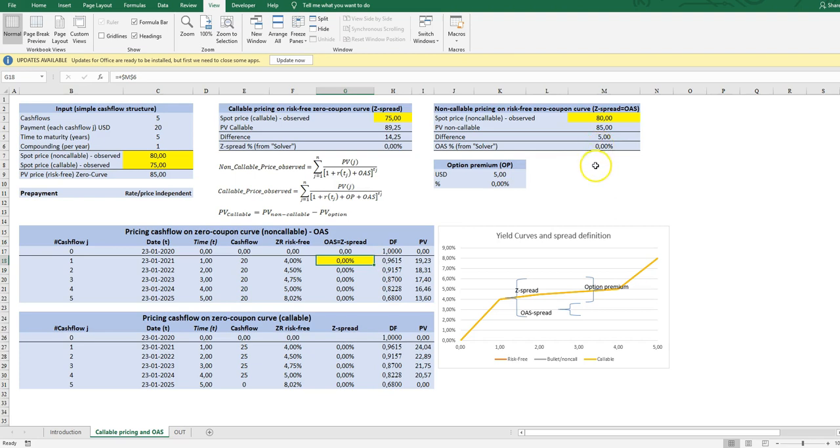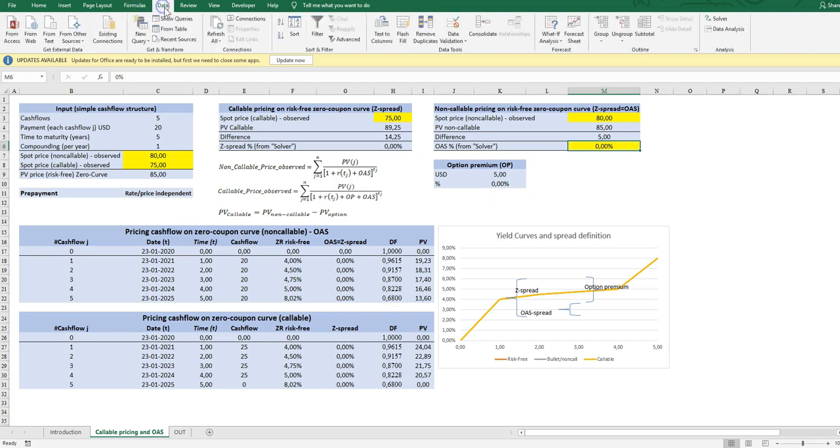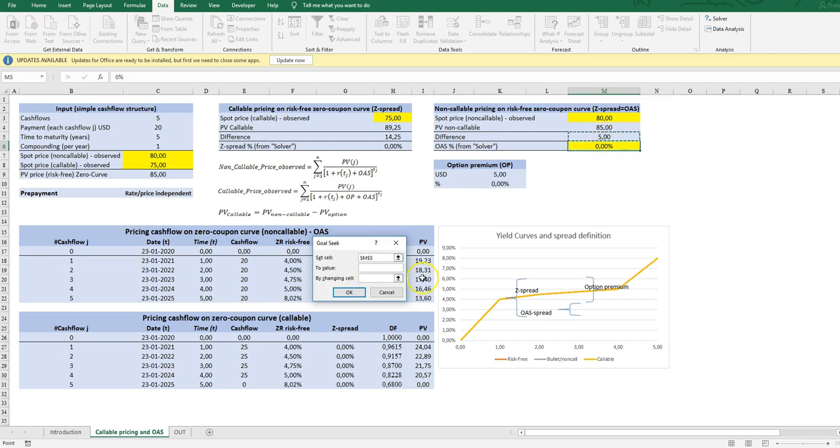I will let Excel do the trial and error, and I do it up here. So I type in the 80, which is the market price. I type in the current present value on the risk-free curve, and it's 85 right here. And now I'll use the goal seek function. Go to data, what if analysis, goal seek. Then we set cell. This one I would like to have to 0, so 0 by changing the OAS. So let's see.